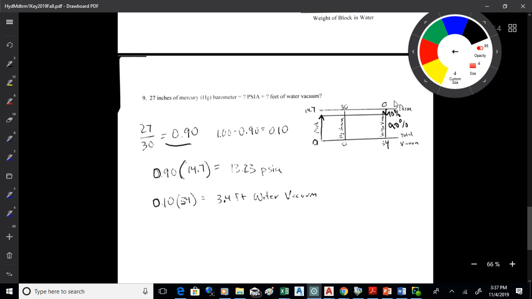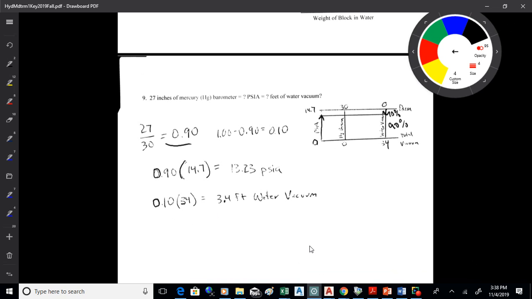For a water vacuum, your 0 is at top, and then you're going down to the line 10%. So the total for water vacuum is 34 feet. 10% of that is 3.4 feet of water vacuum. So that's a run through the test there.